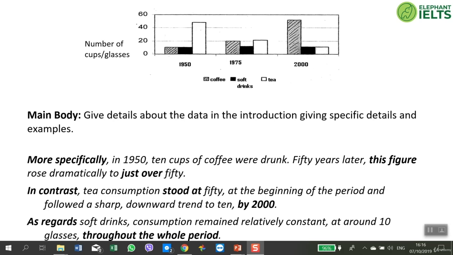So this is my main body. You can see I have 3 paragraphs describing everything in the graph. They're separated logically into paragraphs. They're linked together using linking words to show the difference in the trend. And I've also used lots of different ways of talking about time. So I show a range of vocabulary and I don't repeat the same words.